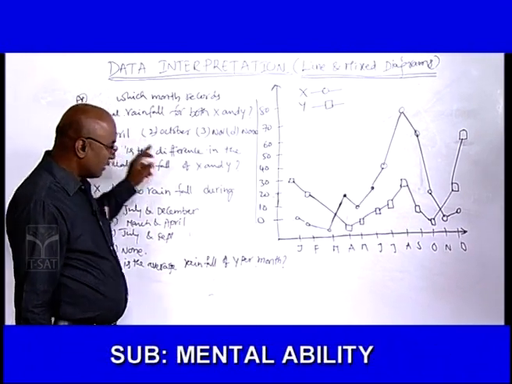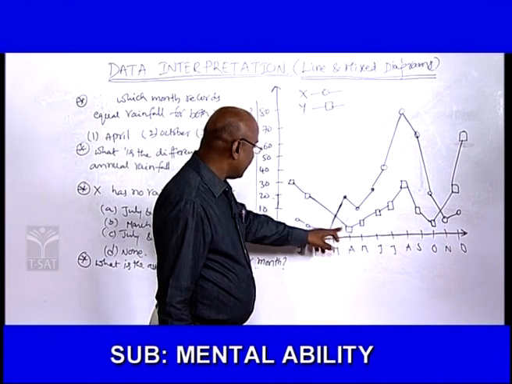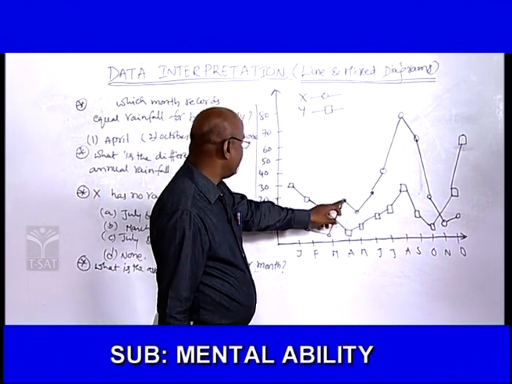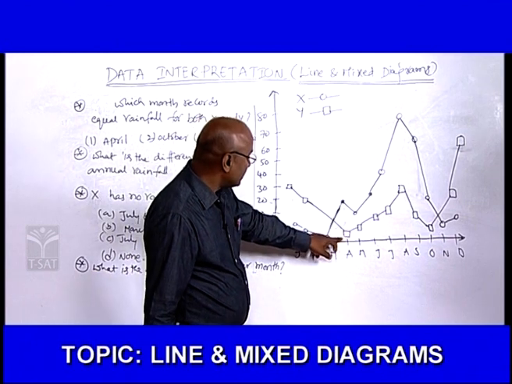Options are April. So in the month of April, the X rainfall is around 20 centimeters and Y rainfall is 0.